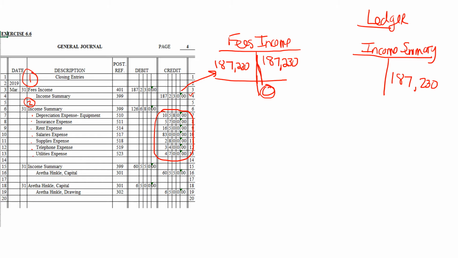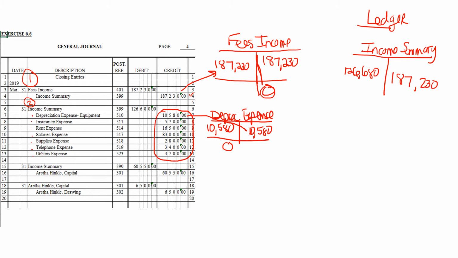You debit income summary, so we'll post that. You've got $126,680 posted, and then hopefully you can visualize all these expense accounts. I'll just do one of them. For example, if you've got depreciation expense, it would right now in your ledger have 10,580 as the balance. Once you post this closing entry, it would be posted as a credit to depreciation expense, 10,580, and of course now that is at zero.